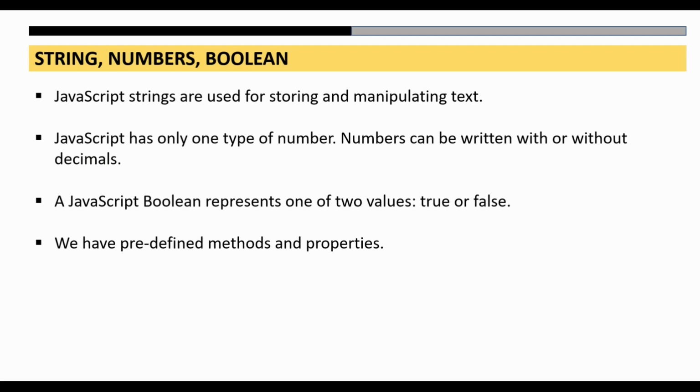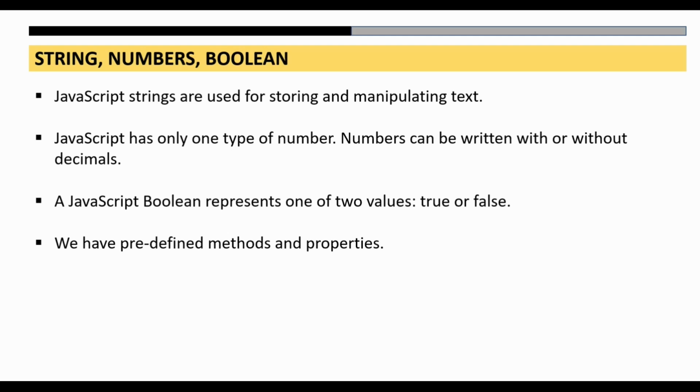JavaScript strings are used for storing and manipulating text. Text is nothing but a combination of alphabets, special characters or digits, inserted inside single quotes or double quotes. We have seen this in the variables and operators videos as well, how you can declare a string, and we have seen a number as well.